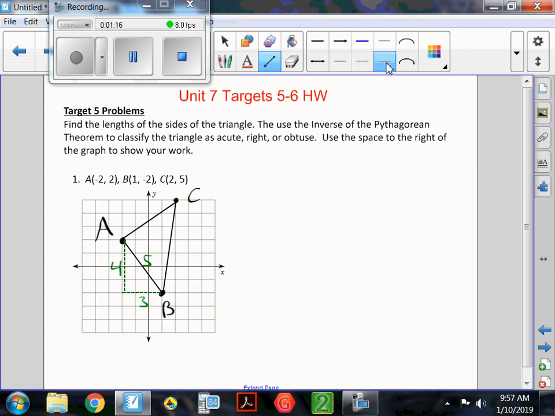A to C can also form a triangle. Again, I'm going up 3, and this time I'm going over 4. That's a 3, 4, 5 triangle. Okay, I'm forming right triangles. 3, 4, 5 is a Pythagorean triple. CB is going to take a little bit more work because that is not a Pythagorean triple.